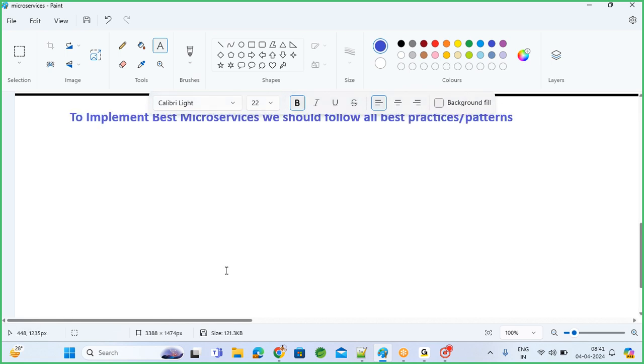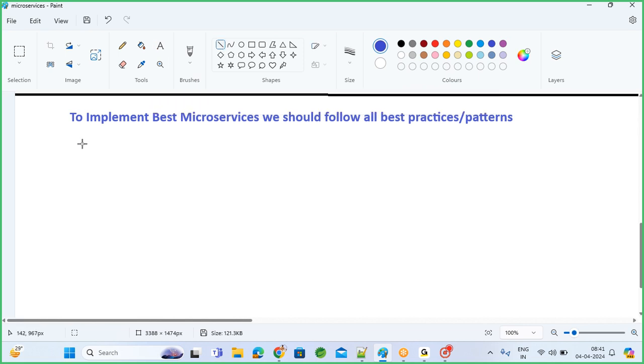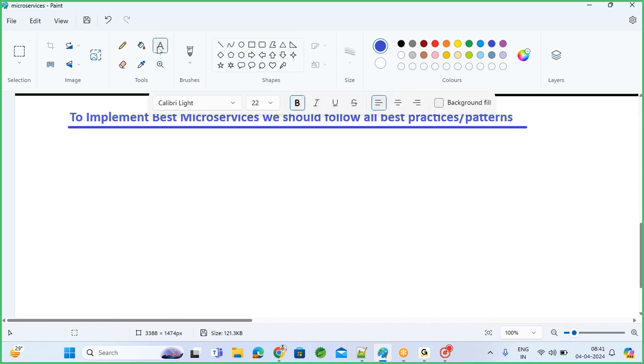Where to start? Which pattern should I understand first? Basically, first let's understand monolithic. In interviews you will be asked what is monolithic versus microservice. People will ask what is monolithic, what is microservice.